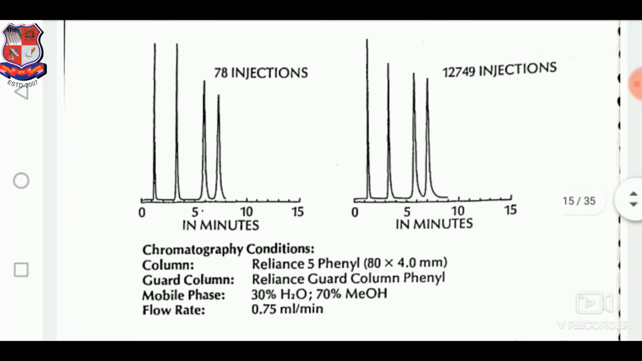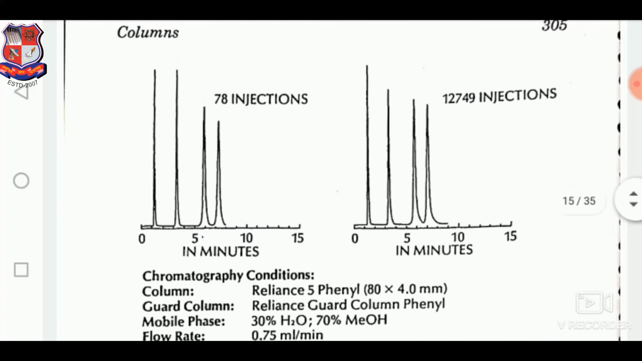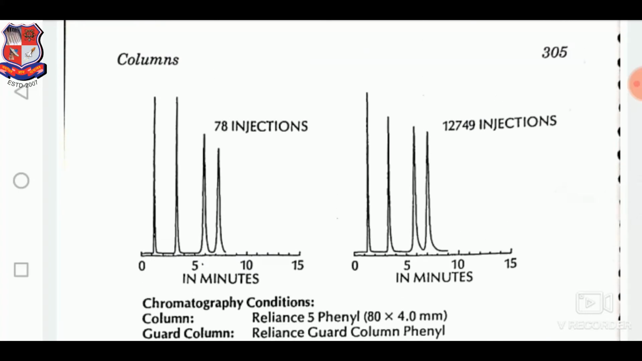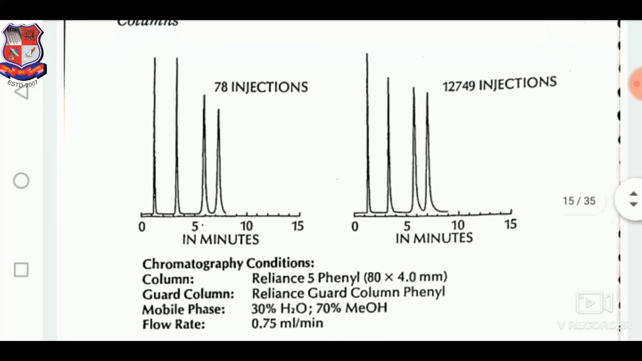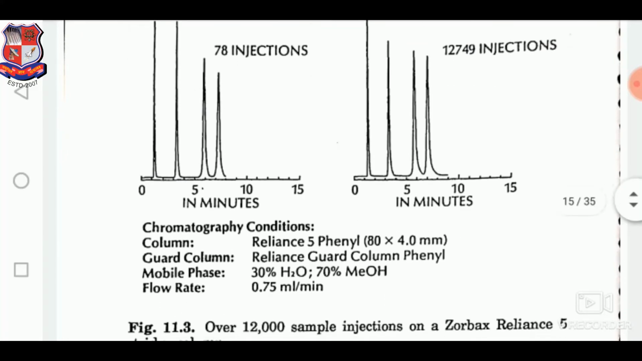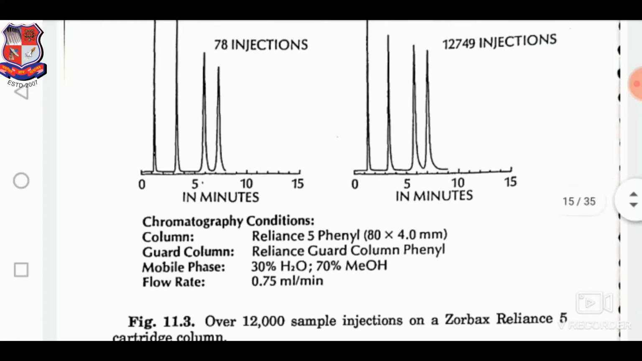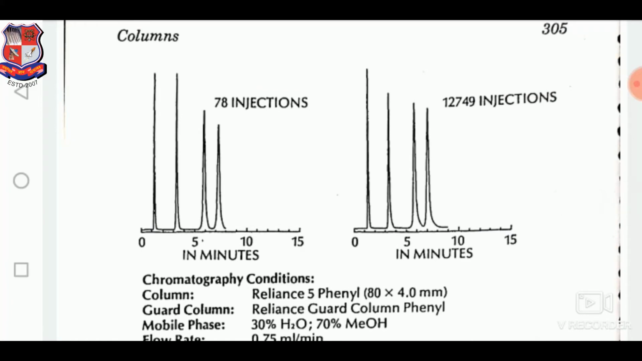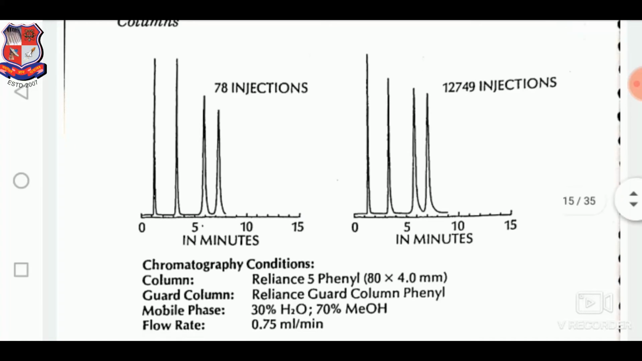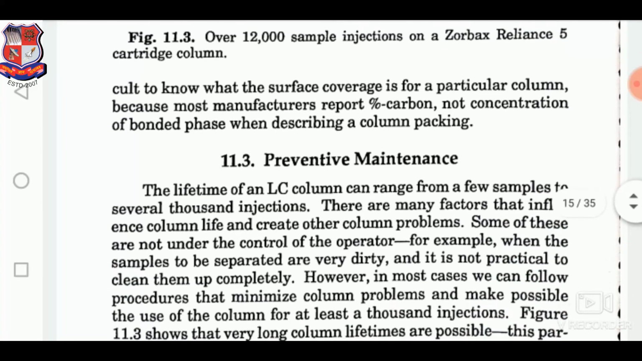So here is some idea of chromatographic conditions. Here we can see 78 injections and after that 12,749 injections. So here the comparison is illustrated, over the 12,000 samples in a Zorbax Reliance 5 cartridge column. These are the chromatographic conditions. Here you can see in the 12,000 case the tailing is more compared to the 78 injections.